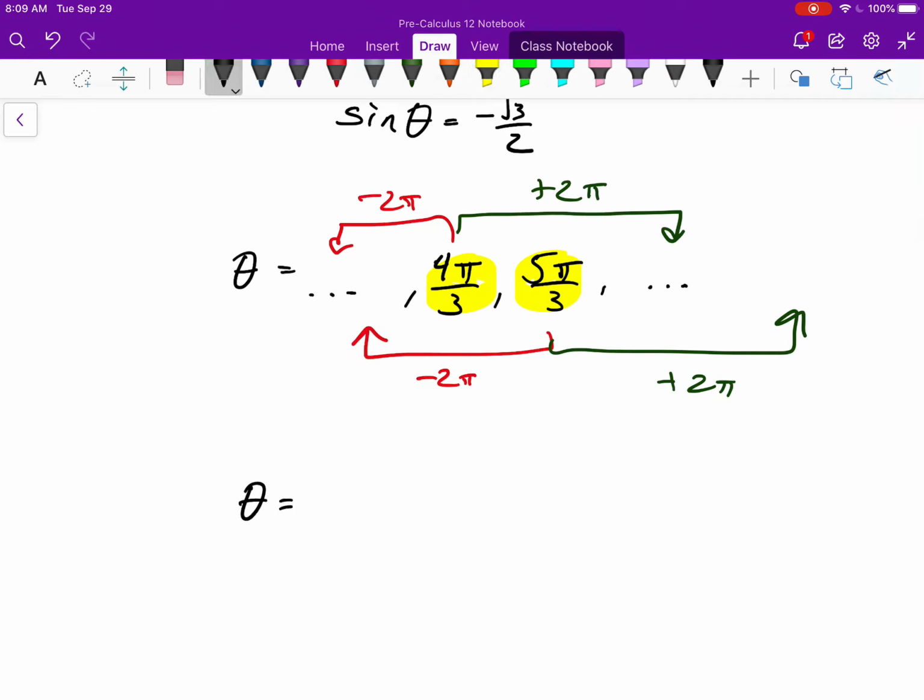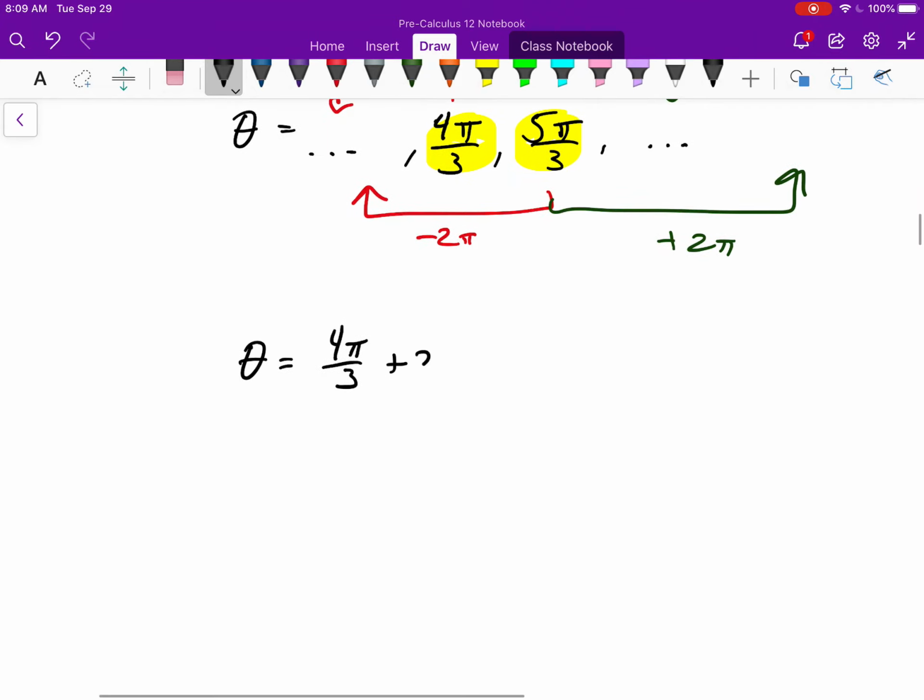Well, I say the general solution is at 4 pi over 3 for one of them, plus any multiple of 2 pi. And I think it was our very first lesson in trigonometry, we saw answers like this where we're expressing all angles that were coterminal. And there's also 5 pi over 3 plus any multiple of 2 pi. Sorry, I forgot about the n right here. Any multiple of 2 pi.